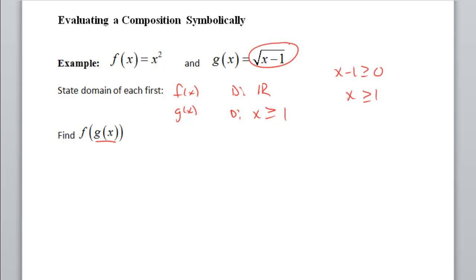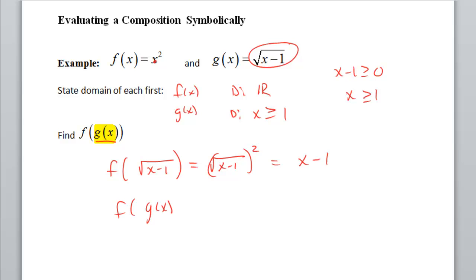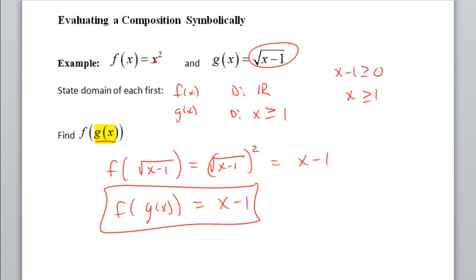So we're actually going to replace this portion right here with that whole function. So f of square root of x minus 1. That means put the square root of x minus 1 in place of each x that you see here. That means you're supposed to square your inputs. So this whole thing is replacing this x, and it gets squared. Then I square a square root, I just get x minus 1. So f of g of x is equal to x minus 1. That's what the composition of functions is equal to.